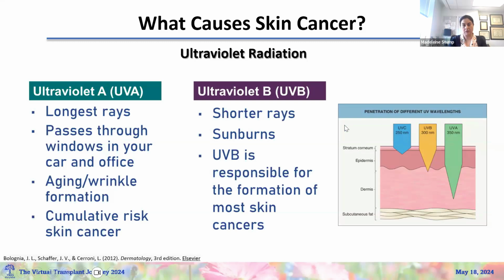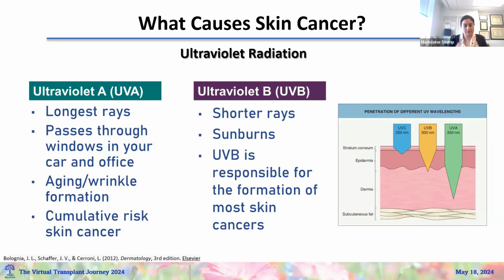So I'm showing you here penetration of the different types of UV radiation based on the length on the skin here. But UVA, B, and C. Most of the UVC and A is absorbed by the oxygen and ozone layer of the atmosphere. So very little of that will reach the surface of the Earth. However, most of it is UVB.